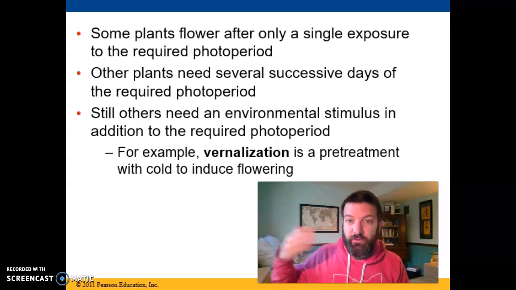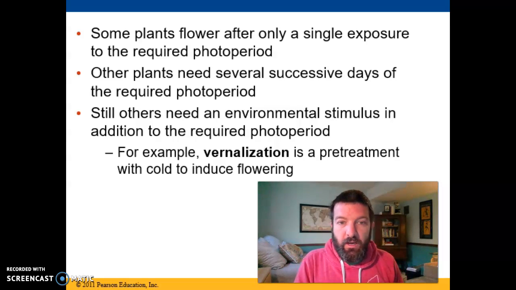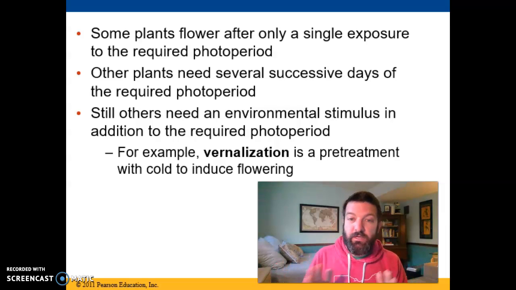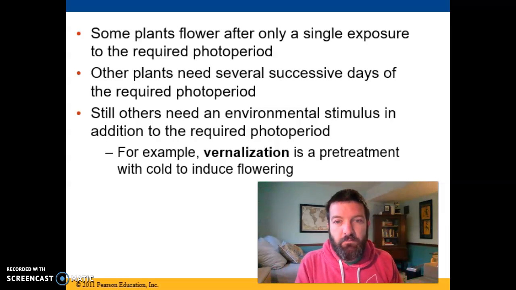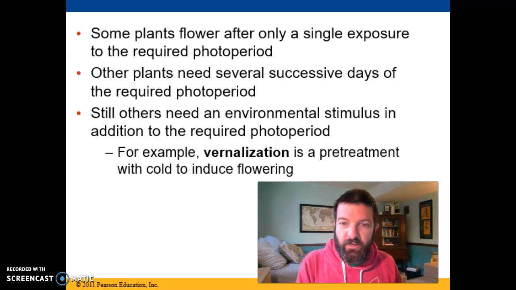Some plants will flower after a single exposure to that required night length. Others will need several days in a row of that kind of photoperiod before they flower. And others, in addition to the photoperiod, need certain other environmental stimuli, like vernalization. This is the idea of cold treatment. Apples, for instance, need a certain number of cold days before they will respond to a photoperiod to flower. And this is why you don't find apples growing in San Diego or Florida, right? You don't get enough cold days.